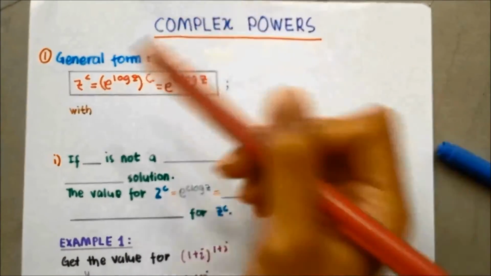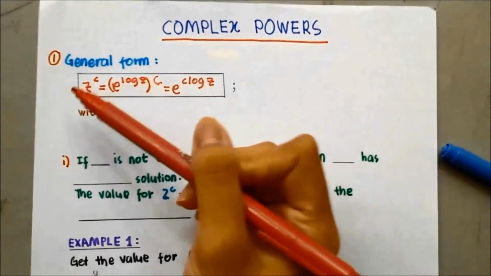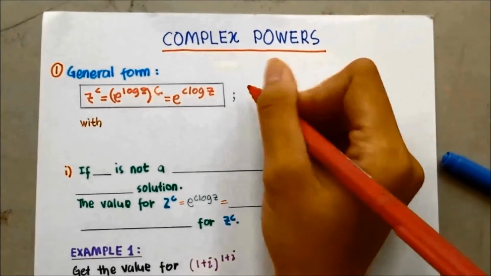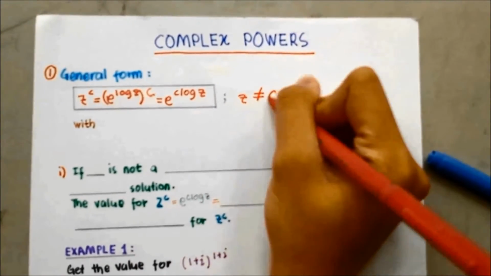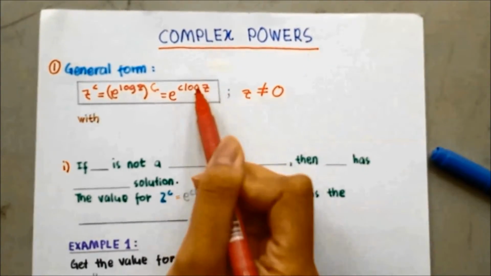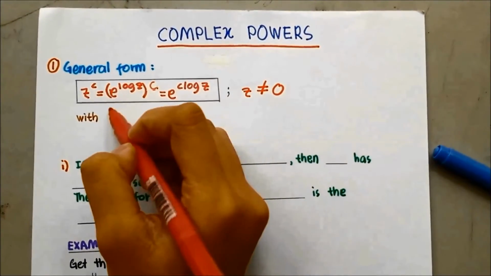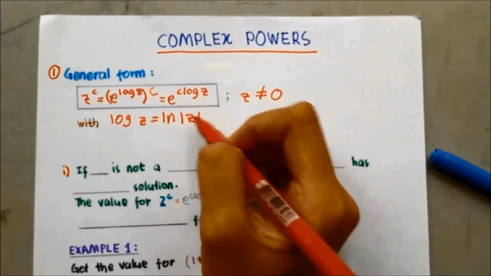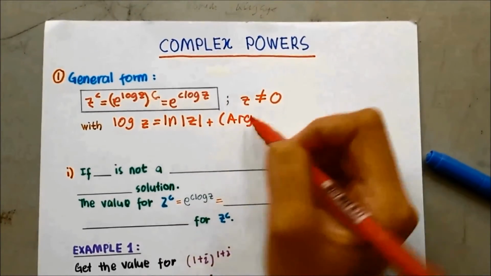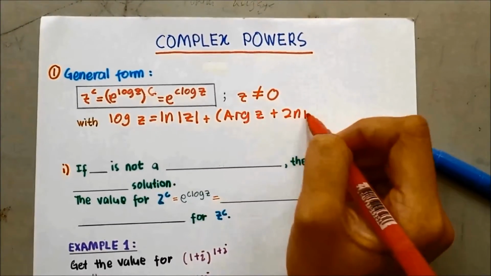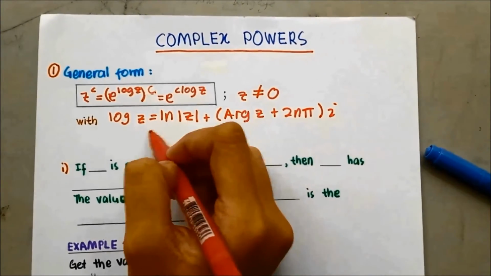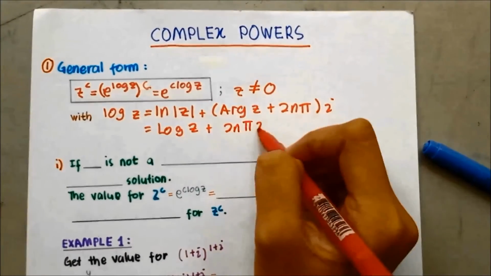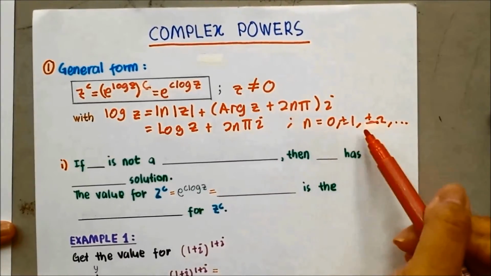So today I'm going to teach you about complex powers. We can write the general form of this function as z to the power of c, which is equal to exp(c log z), and z cannot equal 0 because this part will be undefined. With log z equal to ln modulus of z plus i argument z plus 2n pi i, which equals capital Log z plus 2n pi i, where n is any whole number.